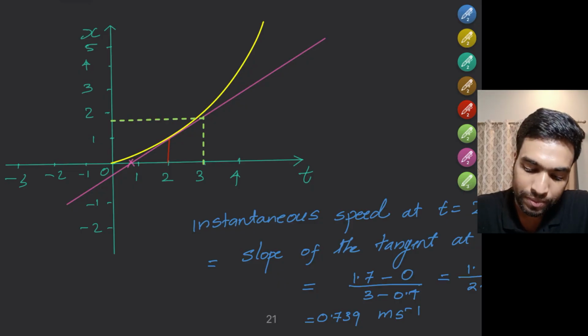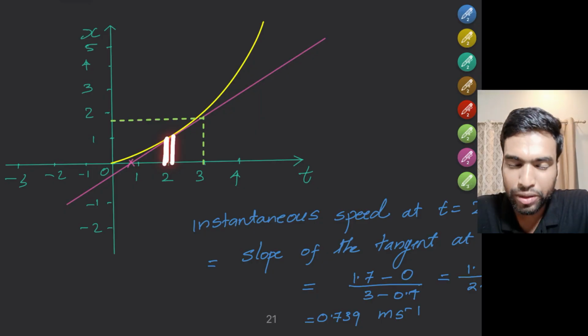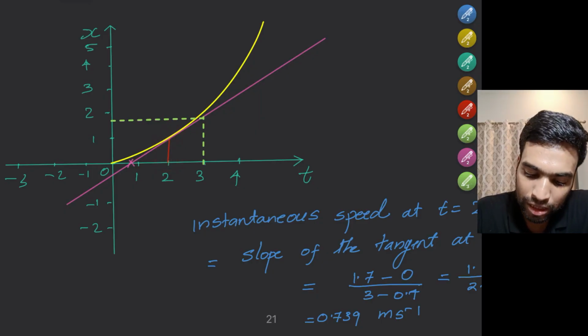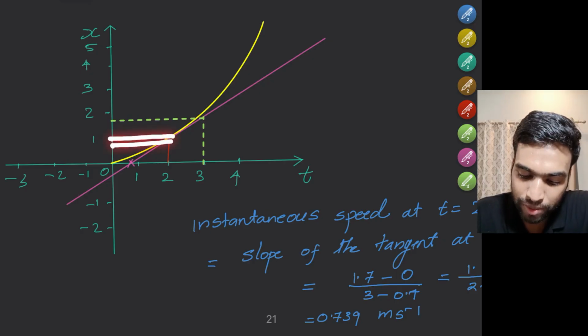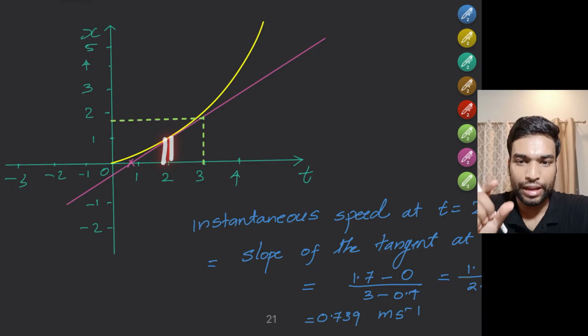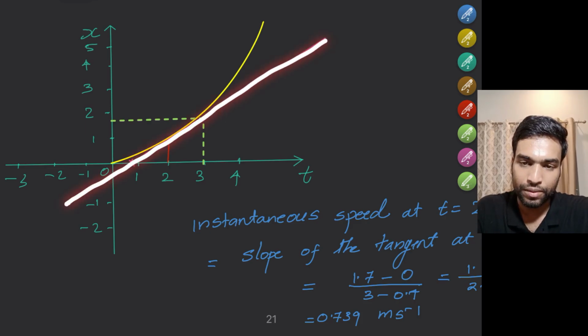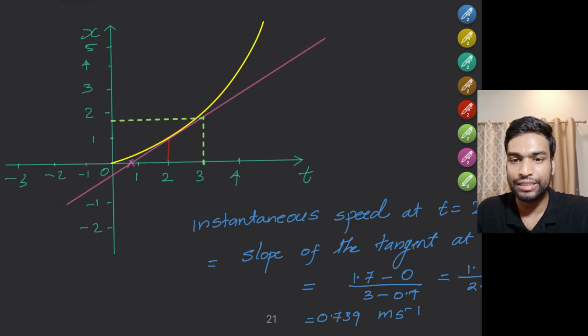Now, why is that? As I said before, if you reduce the time duration to a very small duration, the corresponding displacement, if you measure it and divide that small delta x by this very small time interval, then you will get almost the instantaneous speed. So that's why we draw this tangent, and its slope will give you the instantaneous speed.